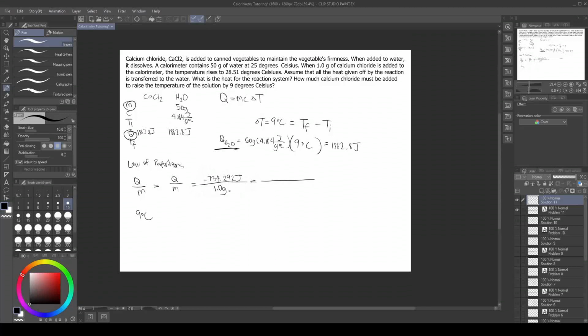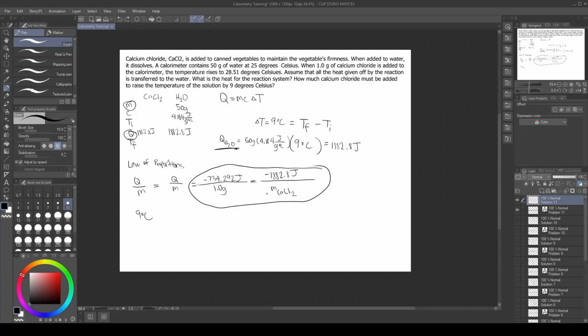And what's the ratio for the new scenario? What's the heat for the new scenario for calcium chloride? It's negative 1882.8 joules. And the only thing we're missing here is the mass of calcium chloride. Now if you look at this whole thing, you can actually solve for the mass of calcium chloride. How do we do that? By doing simple substitution or simple transposition. We have to manipulate both sides of the equation so that we can isolate mass. So how do we do that?